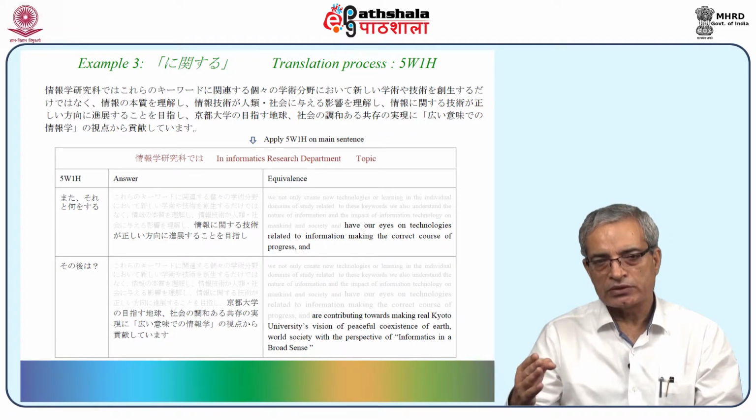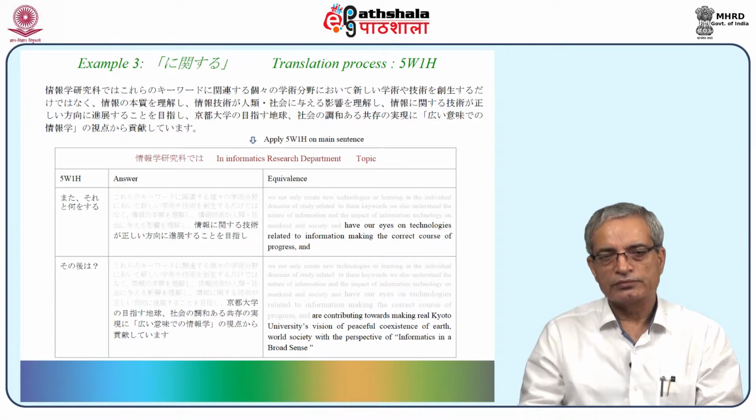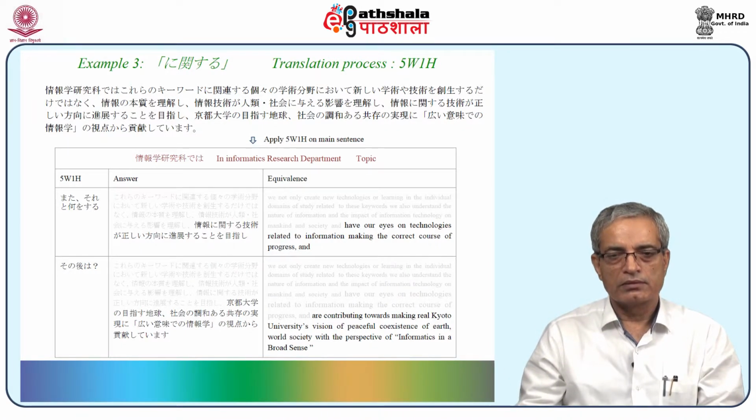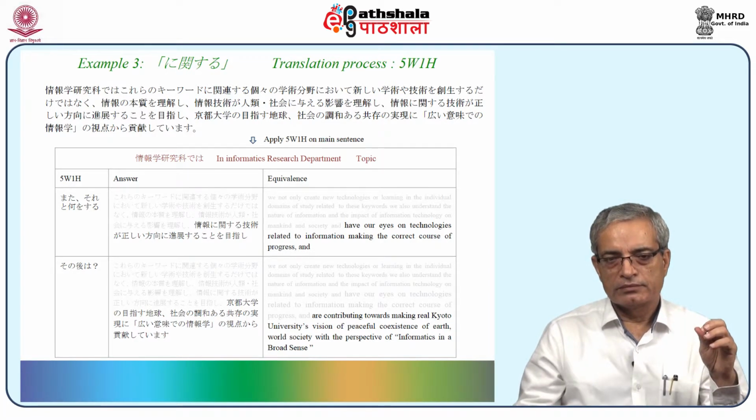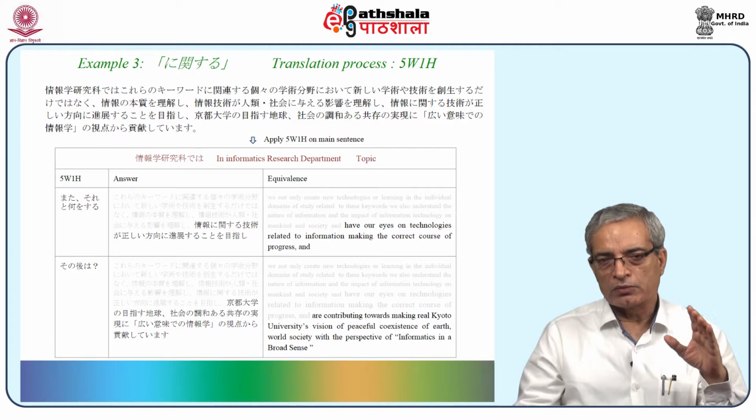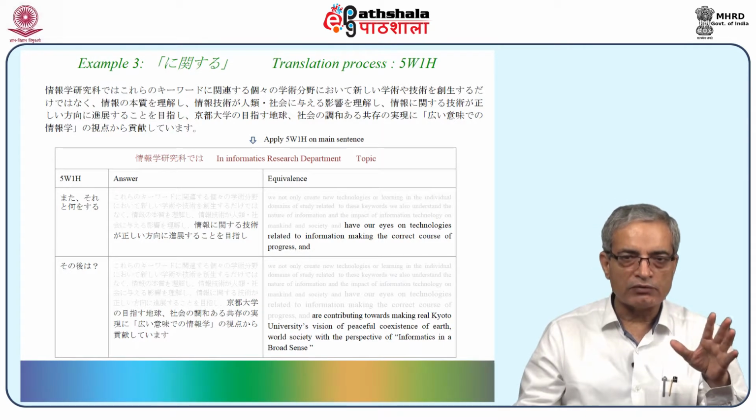So let's see some more action. Mata sore to nani wo suru? Joho ni hansuru gitsu ga tadashi hoko ni shinton suru koto wo mezashi. And then sono ato wa? Kyoto Daigaku no mezashi chikyu shakai no chouwa aru kyozon no genjitsu ni hiroi imi de no joho gaku no shiten kara koken shitemasu. Fine. So almost everything is covered here. All the verbs are covered here.